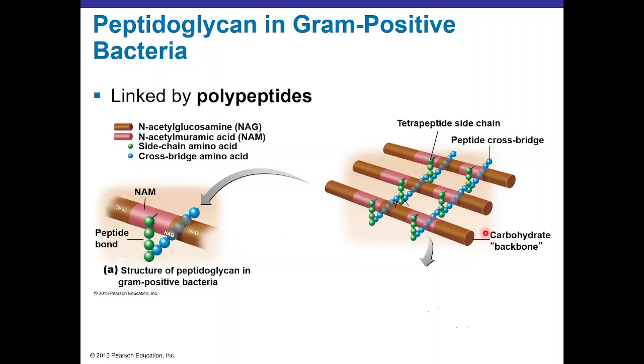So here is basically a representation of these polymers of NAM here in pink color and NAG in brown color. So that's the alternate arrangement, NAM, NAG, NAM, NAG. And attached to this NAM, we have these tetrapeptides, these 4 amino acids, and then we have these polypeptides that help to make sure that these rows don't separate. So these are the carbohydrate backbone held by these tetrapeptide chains and these peptide cross bridges, which are these.